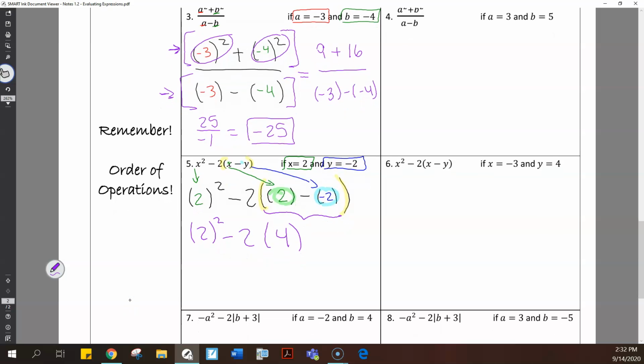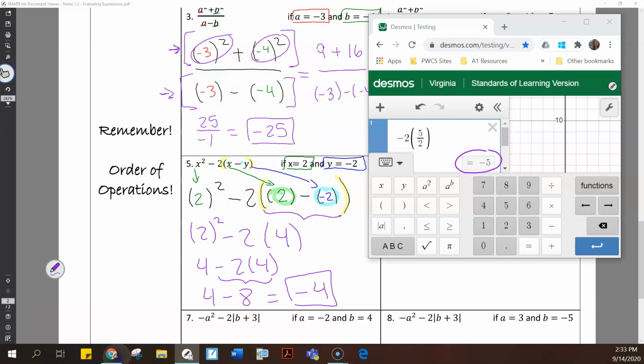Now I can do my exponents and my multiplication. So 2 squared is 4. Everything else comes down. -2 times 4 is -8. So 4 minus 8, which is going to give me -4 as my answer.